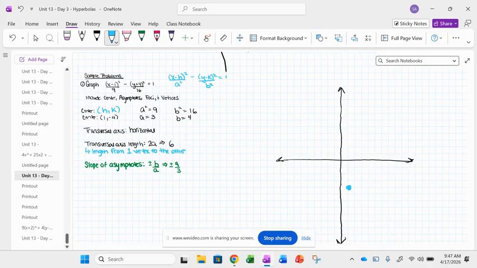Now from that center point, we're going to create our asymptotes. So my first asymptote has a slope of positive 4 over 3. What does that mean? It means I'm going to go up 4. Remember, our slope is rise over run. So I'm going to go up 4, to the right 3. Let's keep going. Up 4 again, to the right 3.